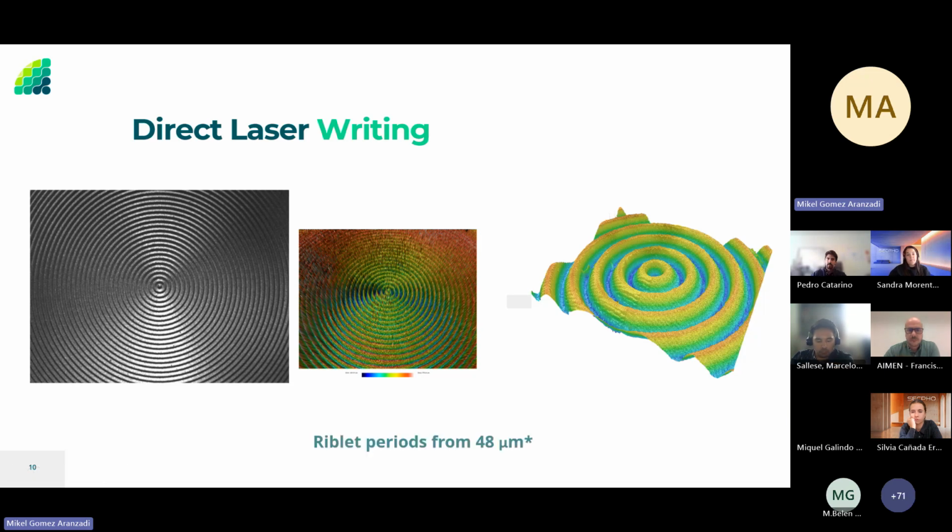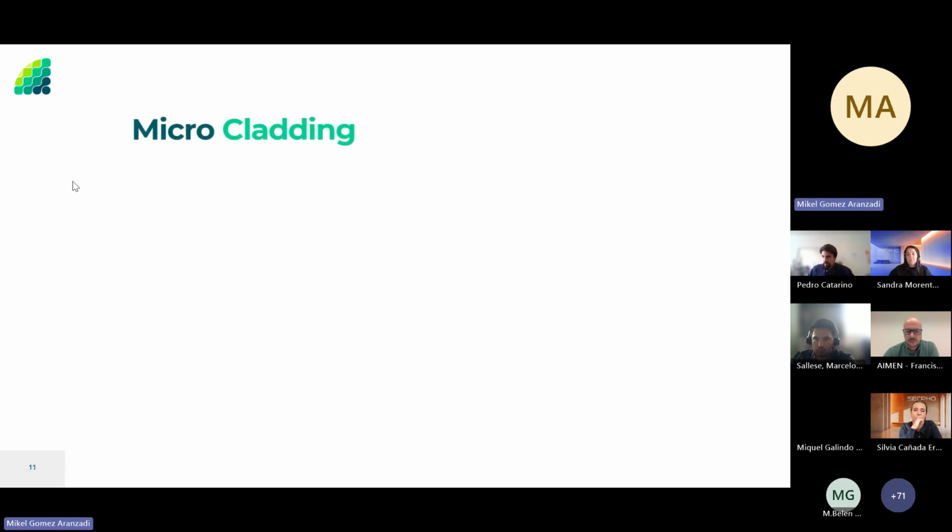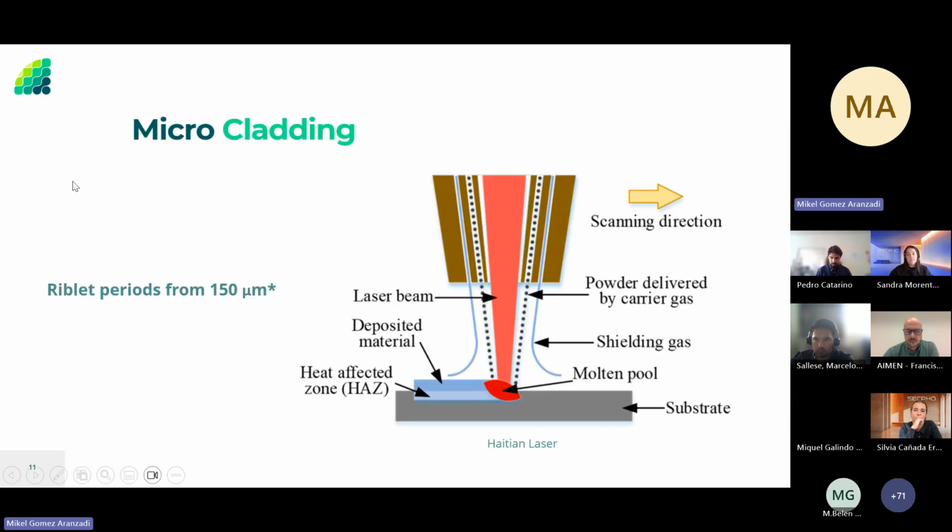We know that by changing the spot size, you can focus on different periods, but this was to complement the DLIP. And the third one, the microcladding, has been focused on much higher periods because it has a high throughput. So in the future, in case we have other sectors in which higher wavelengths are needed, that's why we also developed this third laser technology.